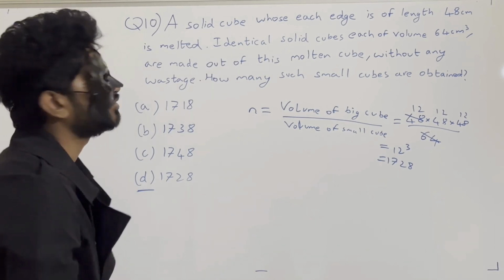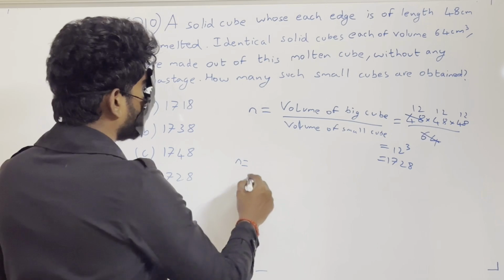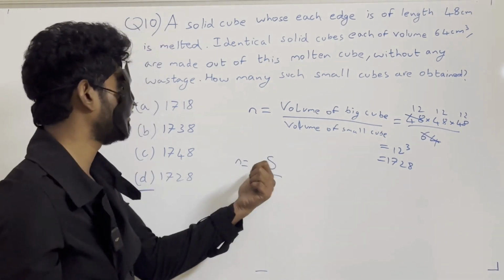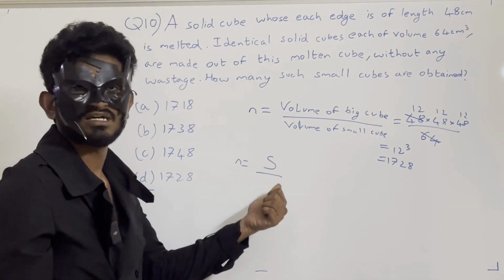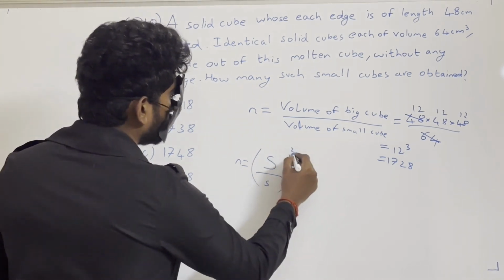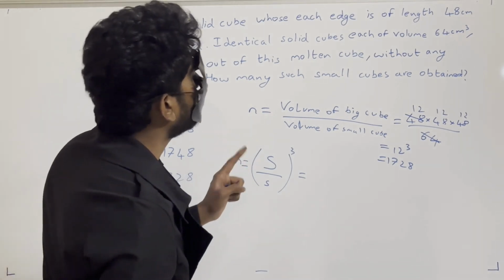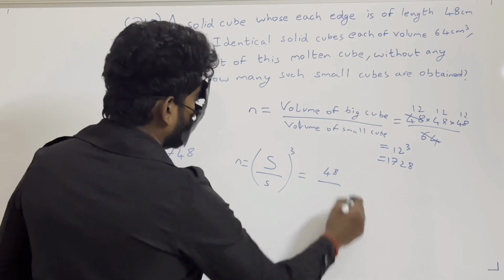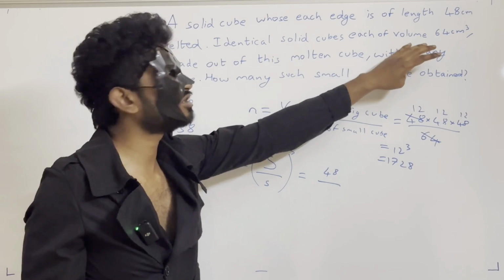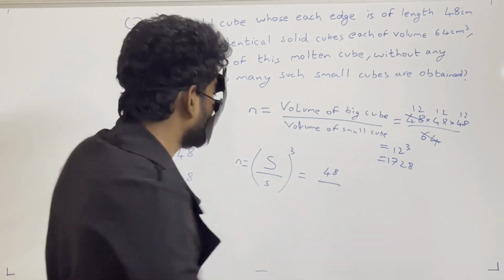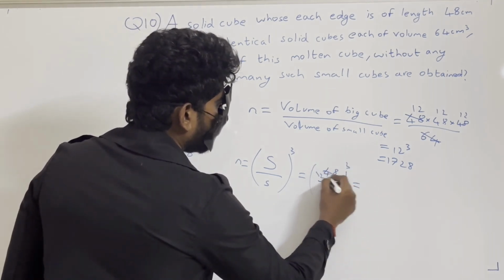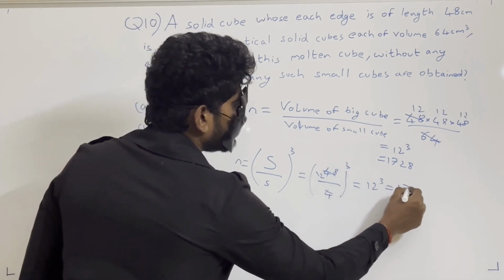You can also do it like, n is nothing but the length of bigger cube side and length of smallest cube side whole cube, which is nothing but bigger cube side length is 48, and since the volume is 64, the side length of the small cube will be nothing but 4, so 48 by 4 whole cube, which is nothing but 4 12s are 48, again it will be equal to 12 cube, which is equal to 1728.